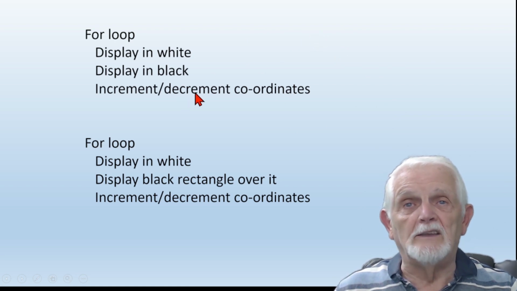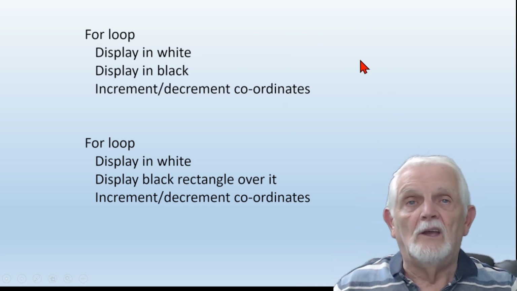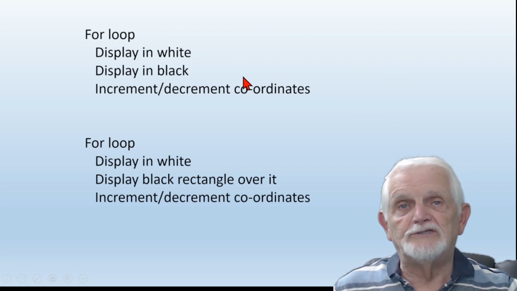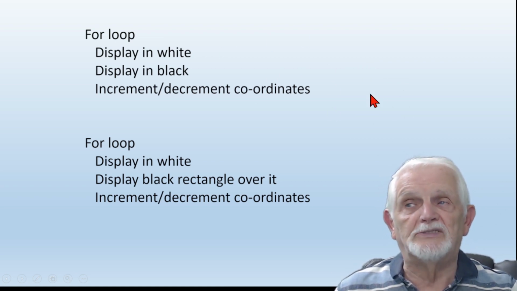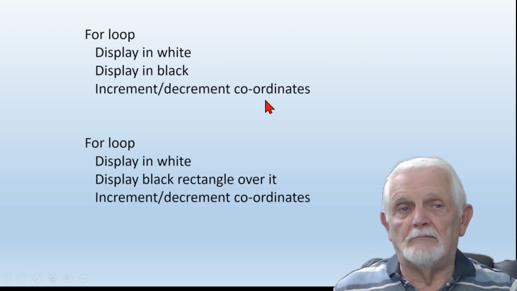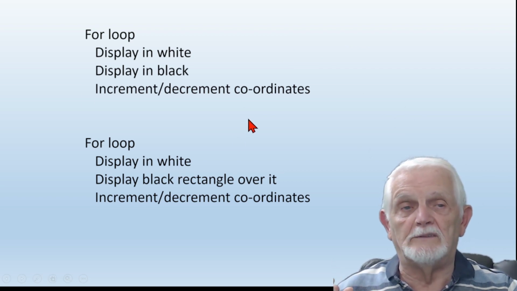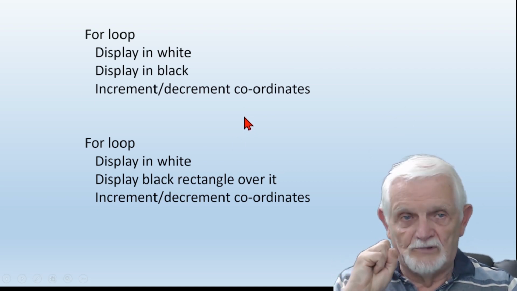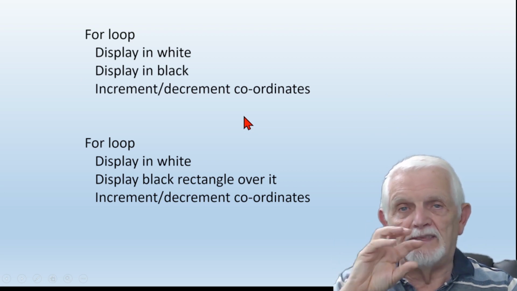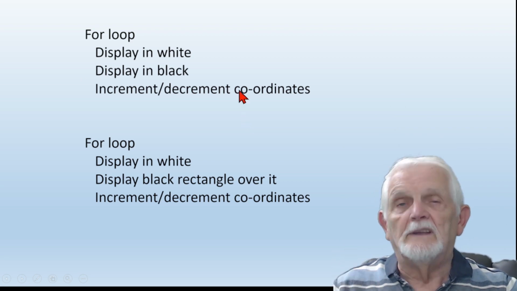If you want to just increment and decrement, it can go horizontally, vertically, diagonally, or you can set a bunch of coordinates so it will follow a particular pattern. Another possibility is to have a loop where you display the object in white and then draw a black rectangle over that object and then redraw it in white again moved to a new position.